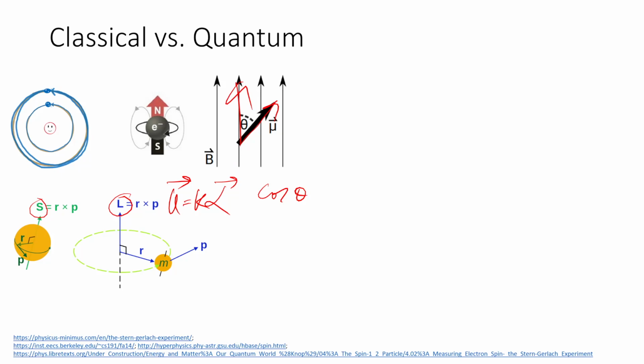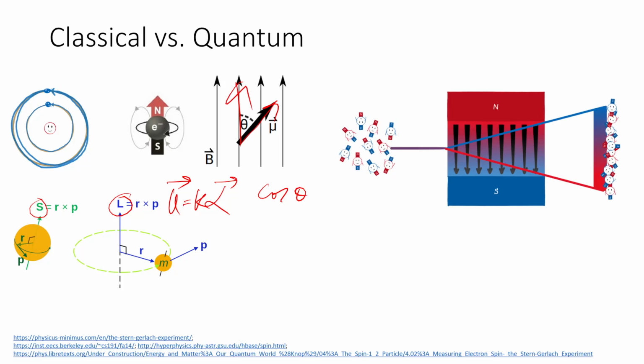So when these silver atoms are coming out of this oven, it turns out that they behave like tiny magnets, and they can come out at random orientation. So theta is random, and you just see a spread out pattern here. These silver atoms can be treated as tiny magnets, and when they go through this magnetic field, they get spread out here.